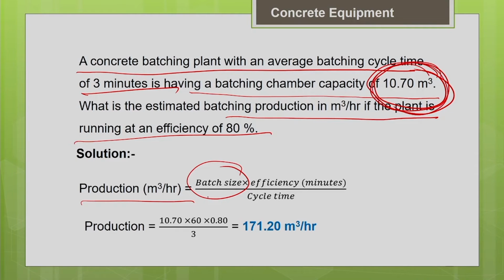So, the batch size is 10.7 meter cube, into the efficiency, which is given as 80%, divided by cycle time, which is 3 minutes. So you convert it into hour, so 3 divided by 60. This gives me the batch production as 171.2 meter cube per hour. So this is how you have to estimate your productivity of the concrete batching process.